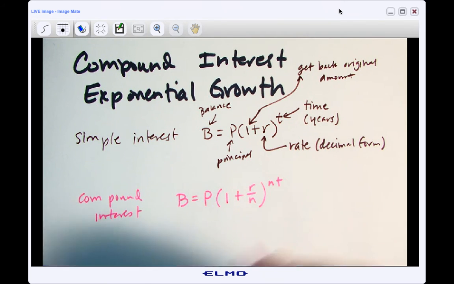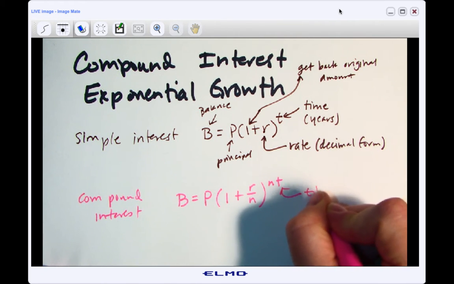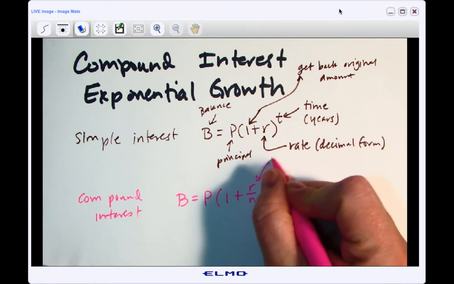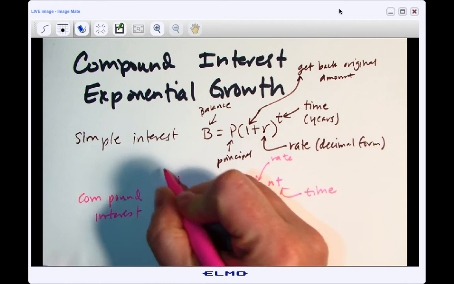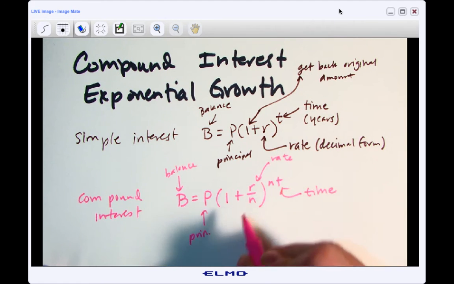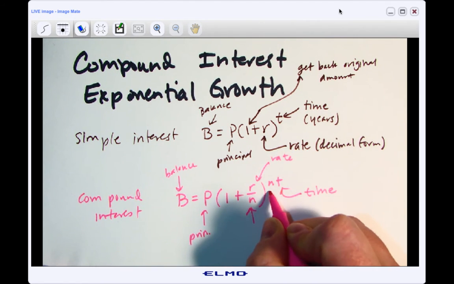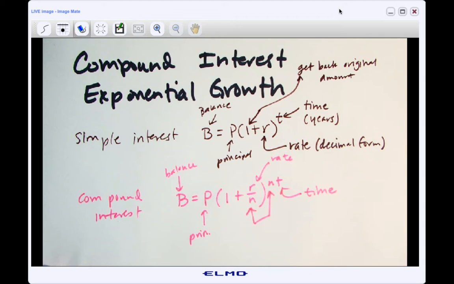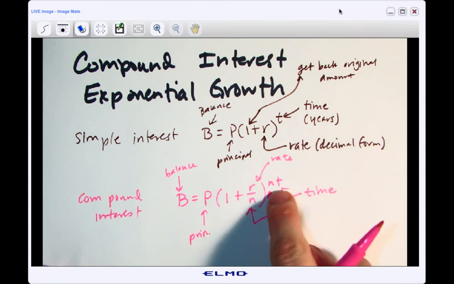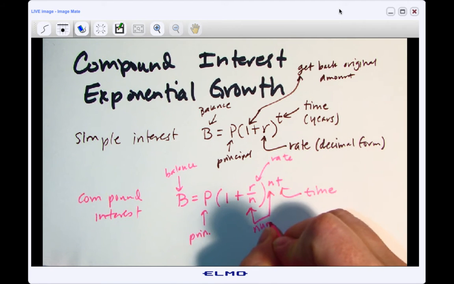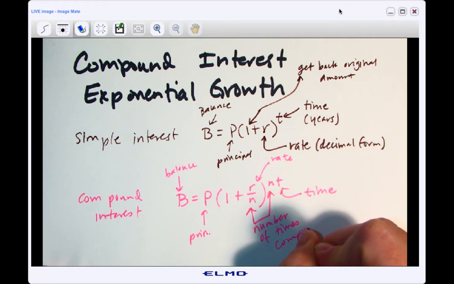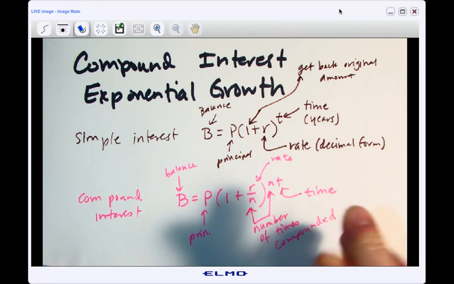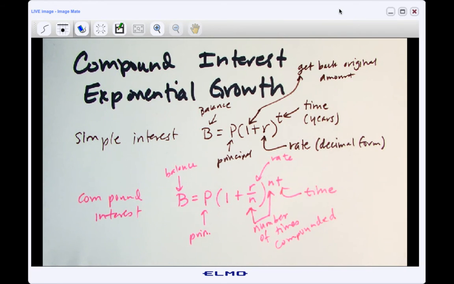to find interest. So T is still for time, and R is still for rate, and this is still the principal, and this is still the balance. This new thing that we've added, which is both of these n's, right? Because if you use the same letter in the formula twice, then it has to be for the same thing. This n is for the number of times compounded.